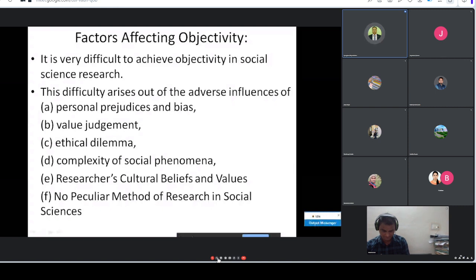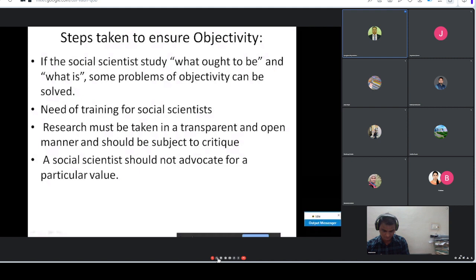As a result of that, it is very, very difficult for all the social scientists to do research in a more objective manner. Then what are the steps to be taken to ensure some kind of objectivity? If the social scientist wants to study, say, what ought to be, then there is a problem. What we have to do is study what it is. Then some kind of subjectivity can be minimized. But if you want to study what ought to be, it's very, very difficult for us.